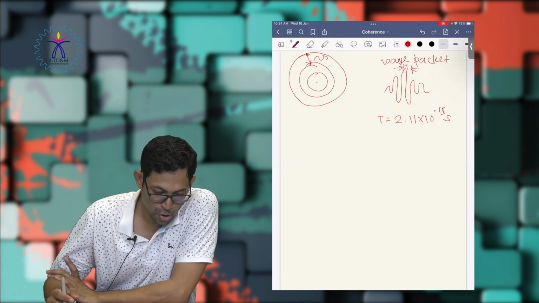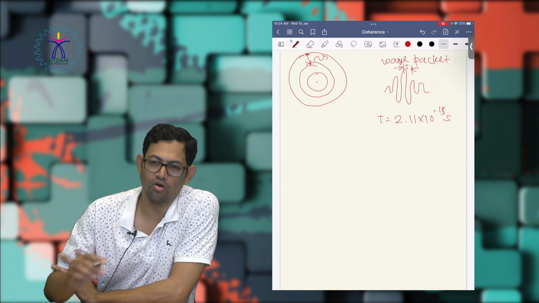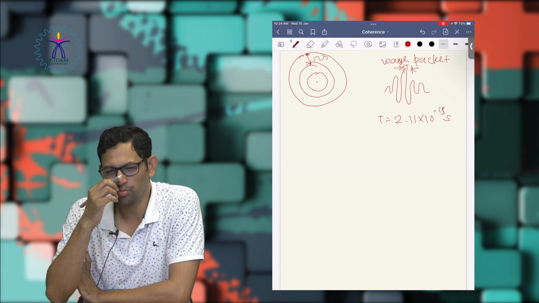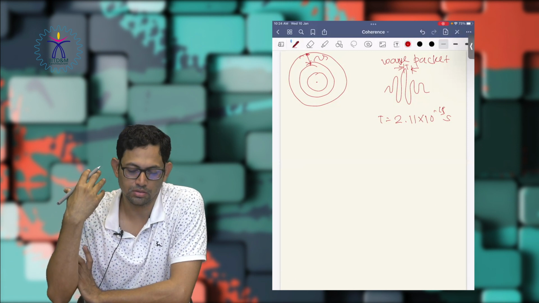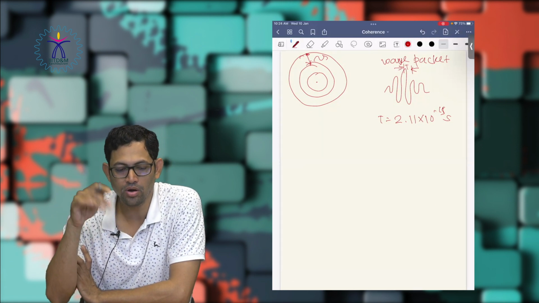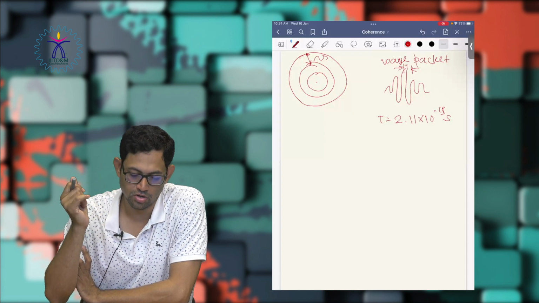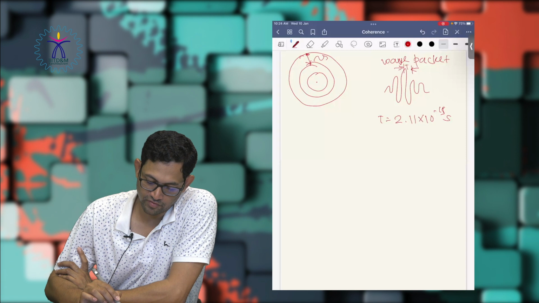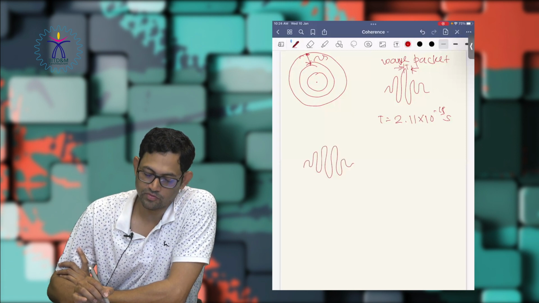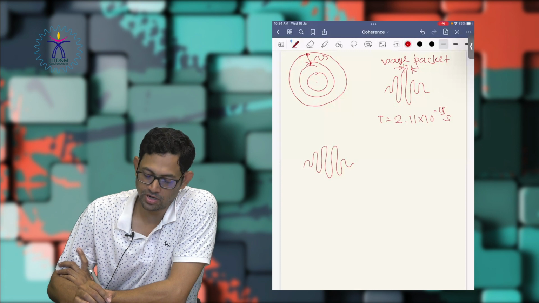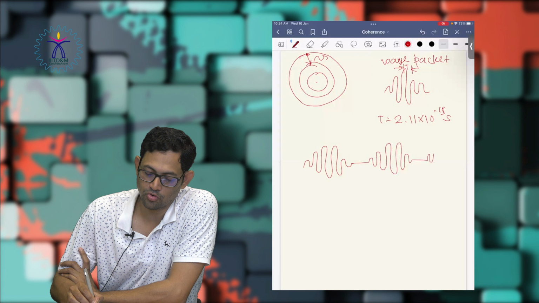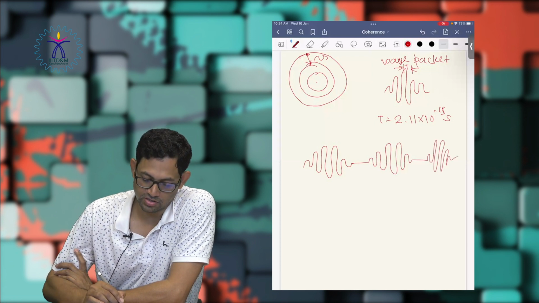Now this release of photon could be happening spontaneously or stimulated, right? Both types of emission can occur. As a function of time, you will see that one wave packet would be generated, then after some time one more wave packet would be generated, and then one more wave packet would be generated. So this could be one of the cases that could happen.